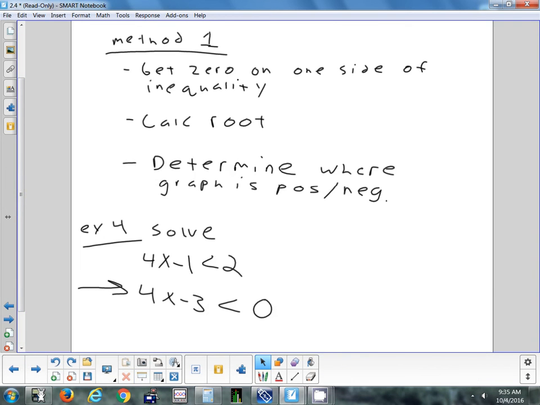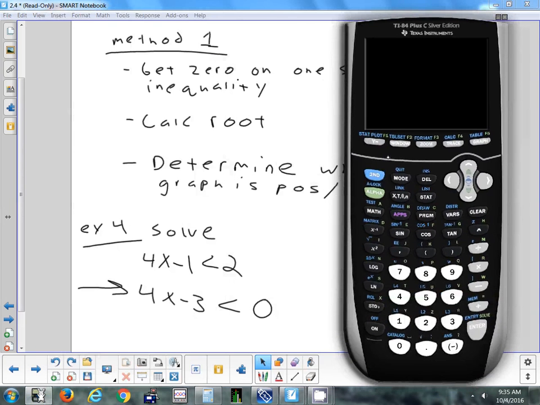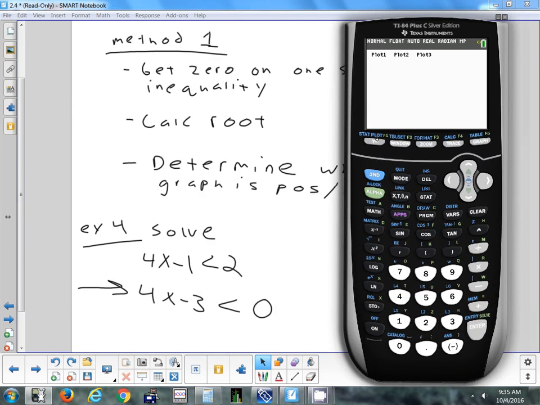Okay, so let's graph it. Get rid of anything else I already have in there. Okay, type in 4x minus 3. And I think if you do zoom, just 6, a standard window is going to be fine. So I want to know where this graph is below the x-axis. So the first thing I need to find is the point at which it exactly crosses the x-axis. And yep, so find the x-intercept.